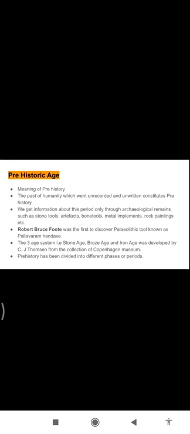So now prehistory can be divided into different periods or phases. This I have shown; first I'll explain this. The Stone Age, the Bronze Age and the Iron Age. Now within the Stone Age comes the Paleolithic Age. The time period of the Paleolithic Age dates back around 5 lakh years ago, that is 5 lakh BC to 10,000 BC.